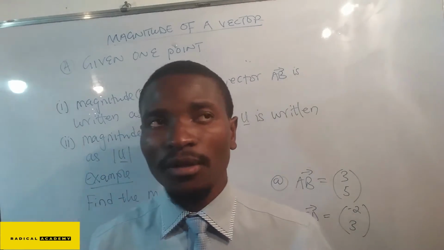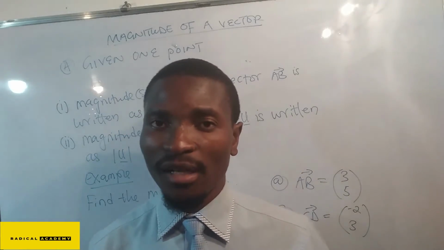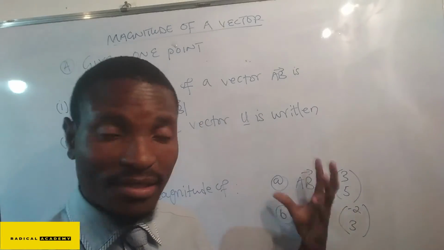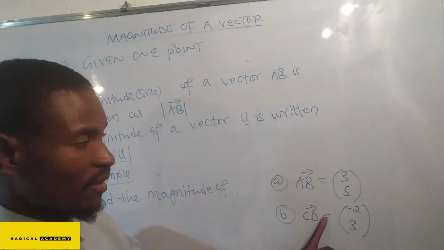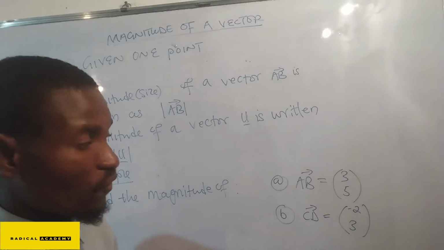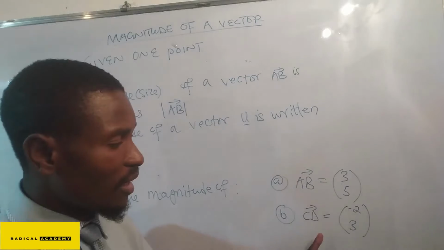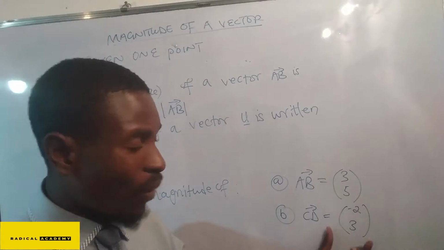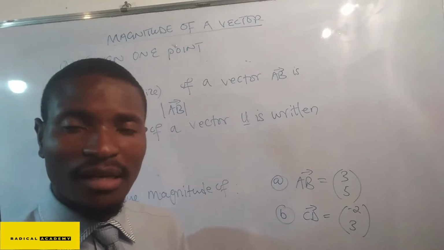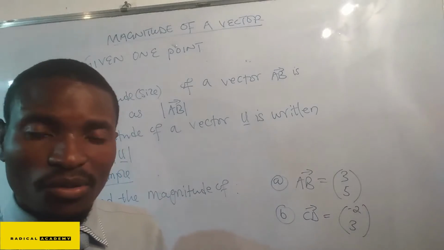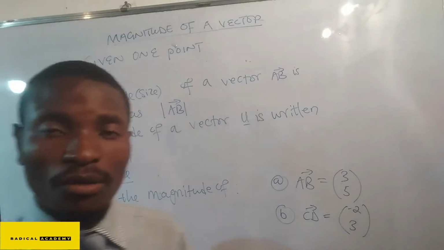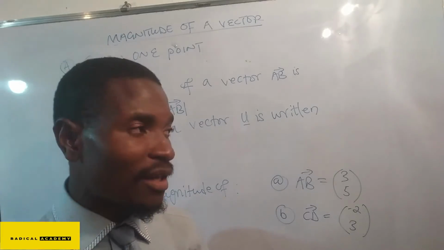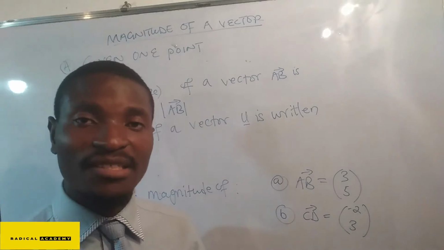We'll look at how you can find the magnitude of a vector when you're given just one pair of points. In the example on the board, I've got, for instance, find the magnitude of the following: AB as well as CD. This is just one pair of points, and that is one pair of points. So how do we find the magnitude of these vectors that we're given? I want you to pay attention and follow me step by step, as I show you how you can calculate the magnitude.